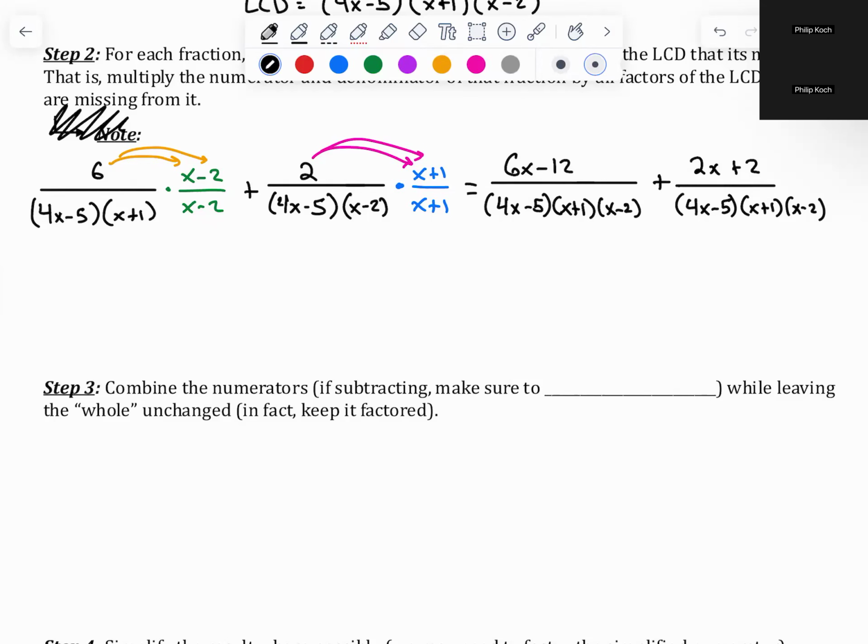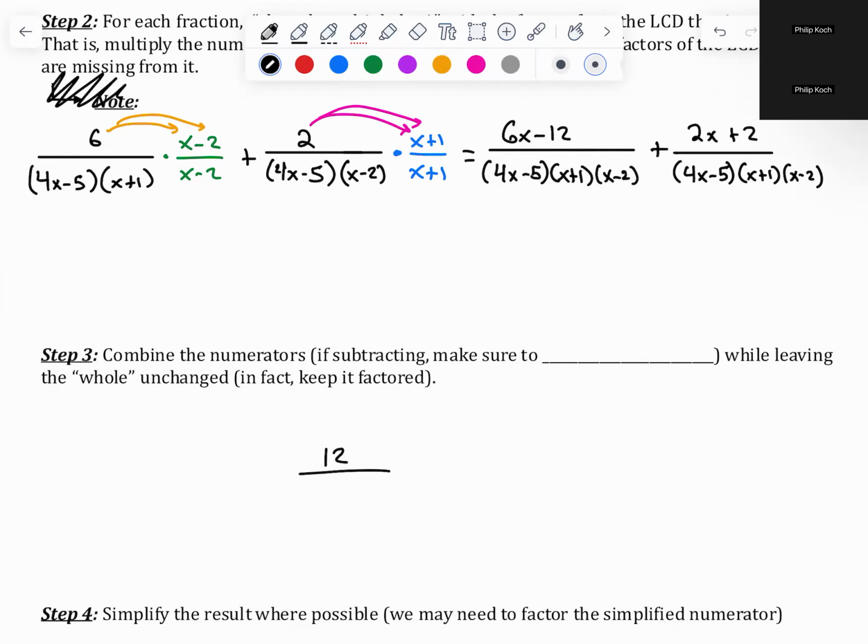So if I had 12 over 15 minus 9 over 15, I only needed to distribute the minus sign to one term. But now the numerator has multiple terms, and each of those things needs to be subtracted. So if you're subtracting, make sure to distribute, while leaving the whole, the denominator, unchanged. And in fact, keep it factored.